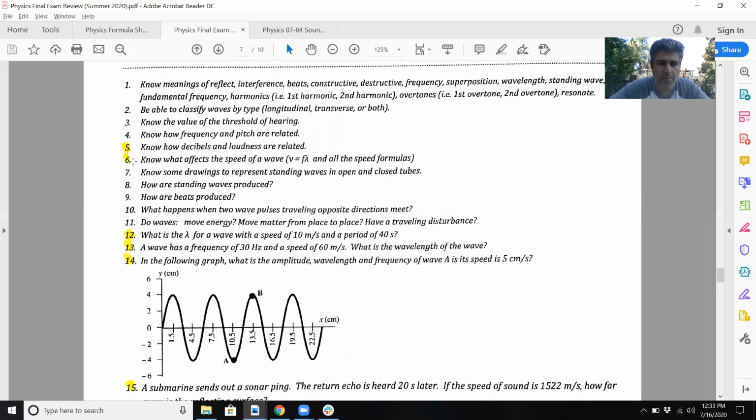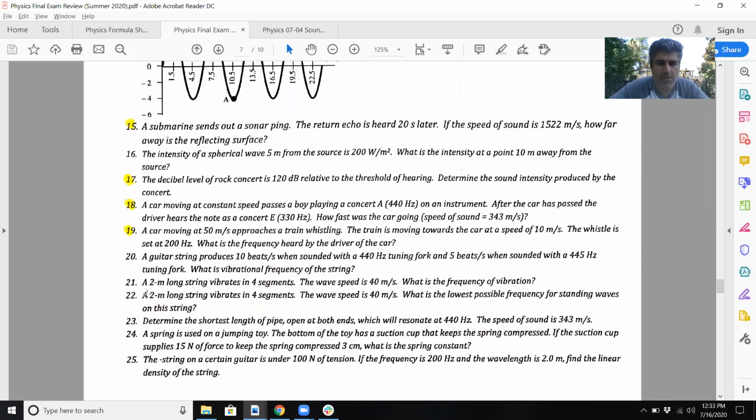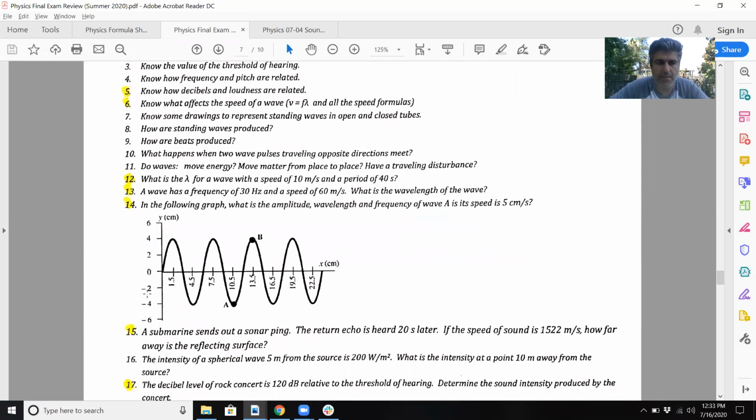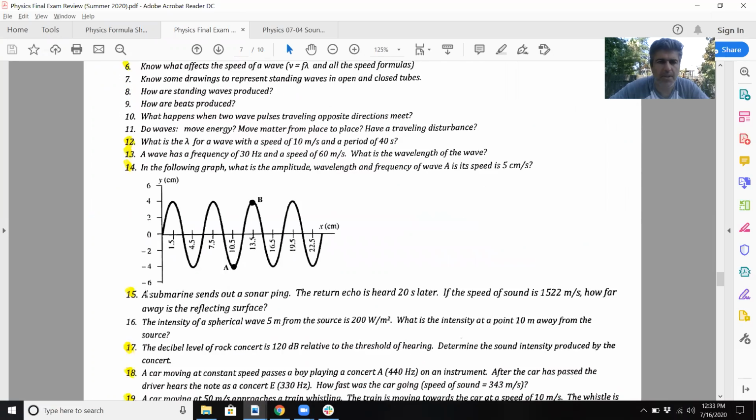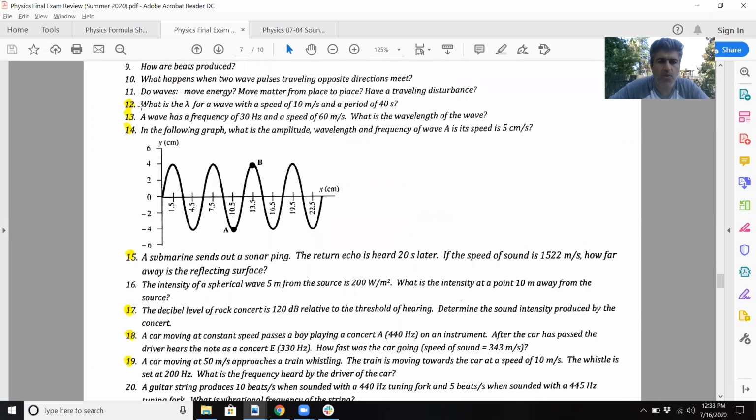6, know what affects the speed of a wave: frequency, wavelength. That's pretty easy. So just have that discussion, or just know that stuff when you guys are meeting in your breakout rooms. 12, 13, 14, remember the formula is just this. V equals the frequency times wavelength. Remember, frequency is 1 over your period. Period, I'll use capital T. So that should be pretty straightforward for 12 and 13.